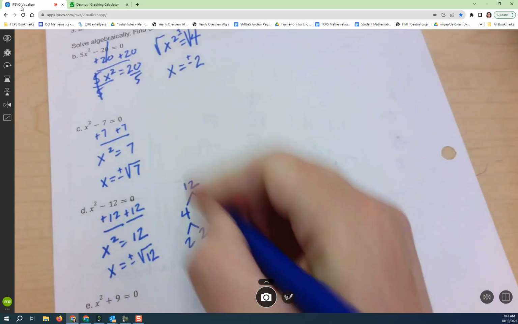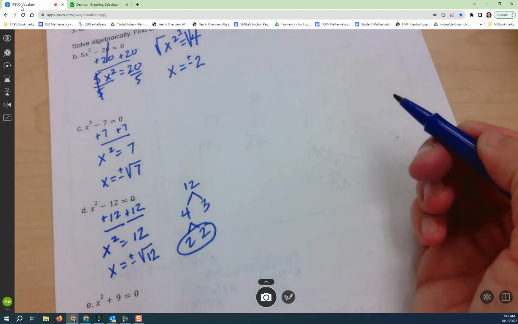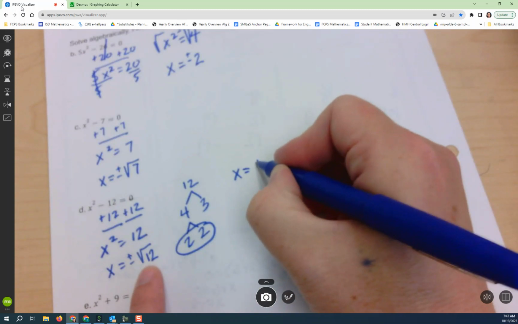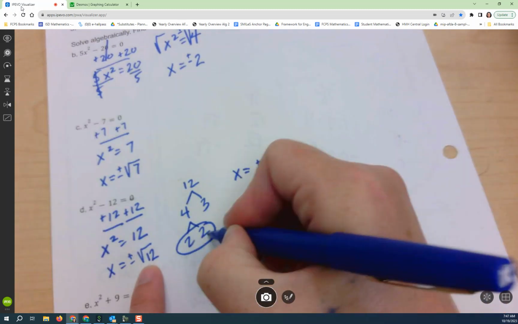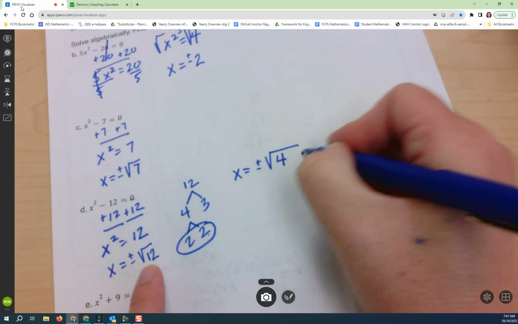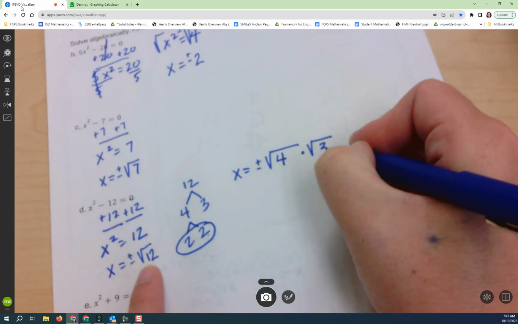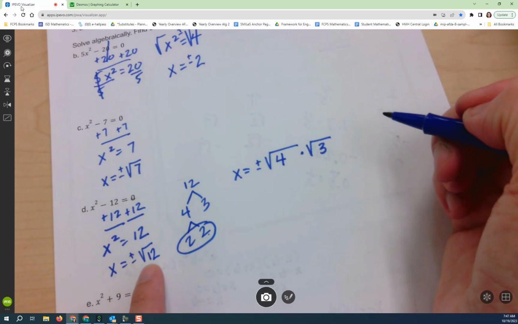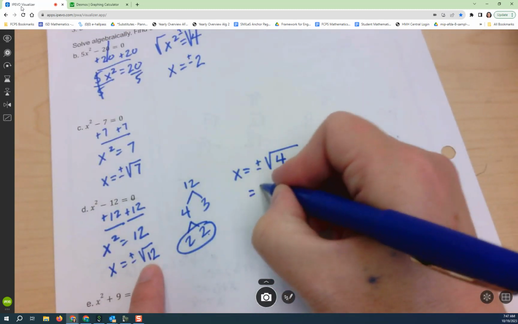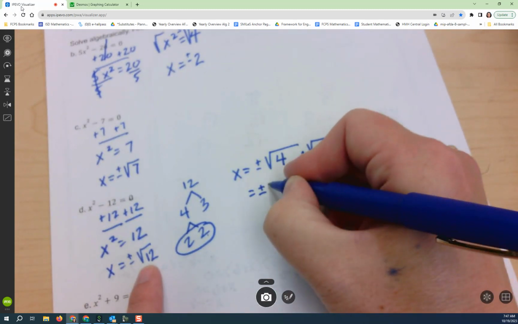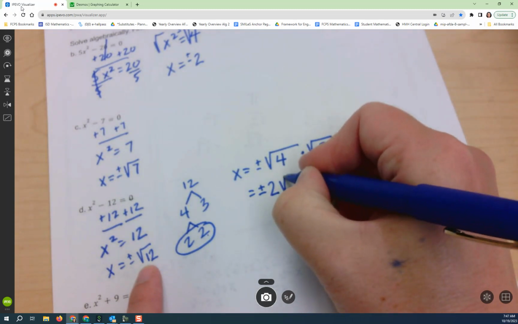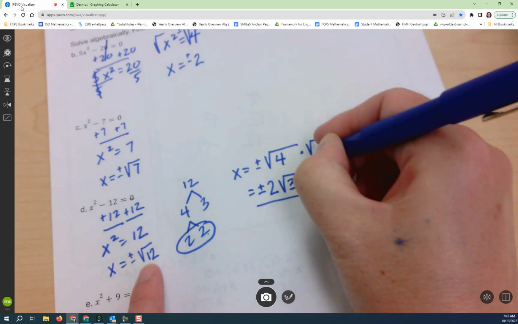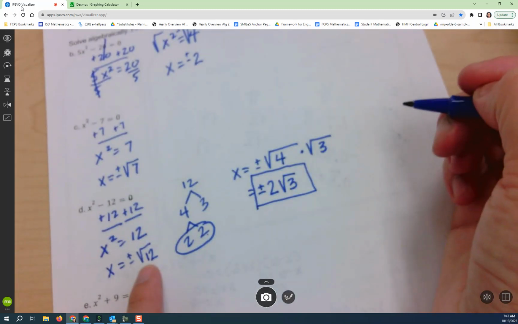When a number comes up twice, you know that there's a perfect square factor. So I'm going to rewrite 12 as 2 times 2, which is 4, and then times root 3. So I have the square root of 4 times the square root of 3. That's going to give me the square root of 12. And then plus or minus, I do know the square root of 4 is 2, and then times root 3. So this is my simplified answer.